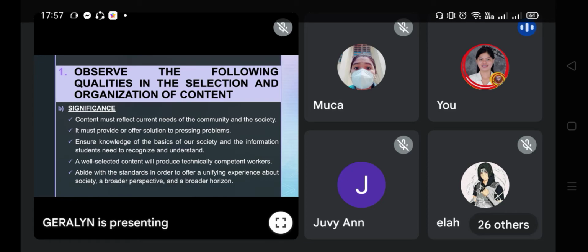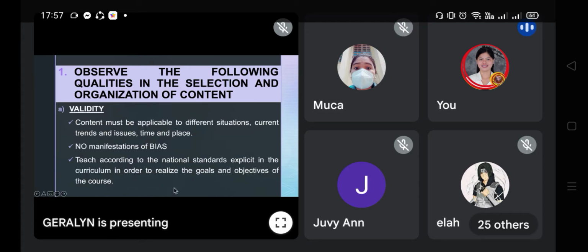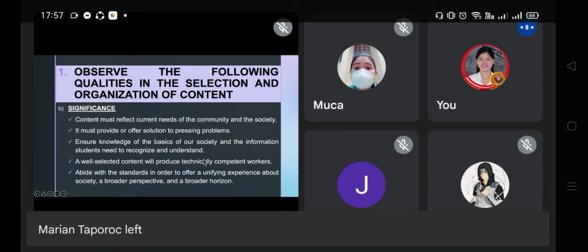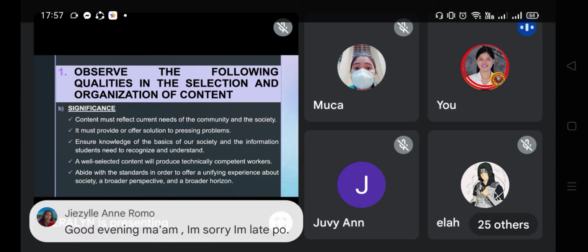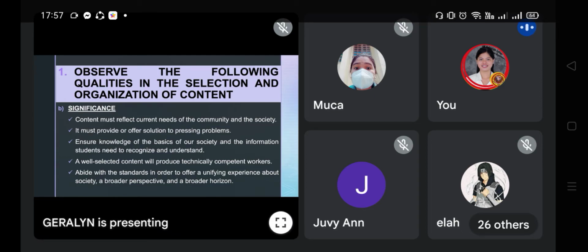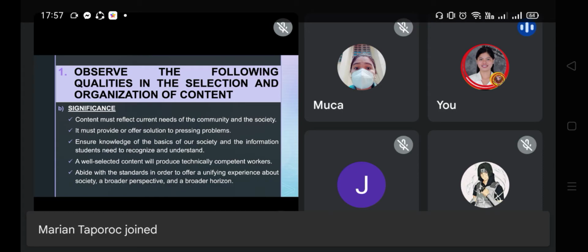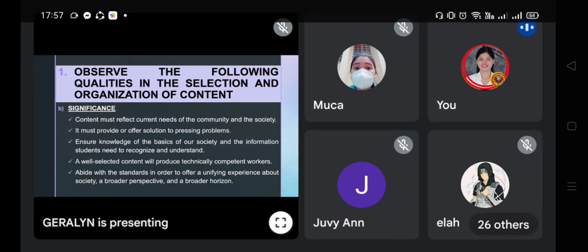Next is abide with the standards in order to offer a unifying experience about society, a broader perspective. If you remember sa previous slide, we also have the national standards. Ang bottom line aning tanan nga guiding principles is for us to ensure that the topic is giving attainment to the national standards. Ang basis man sa atong lessons nga ginabuhat is ang national standard man.